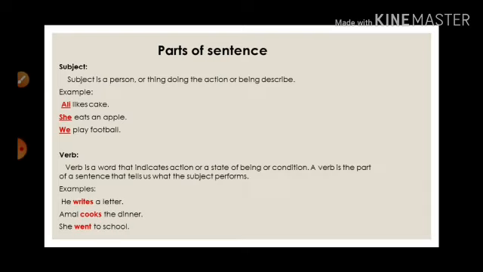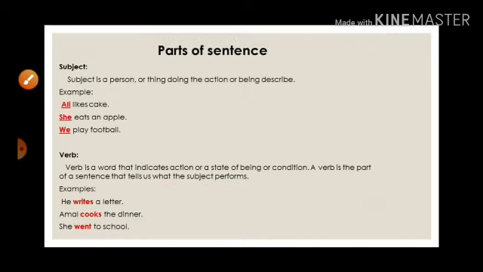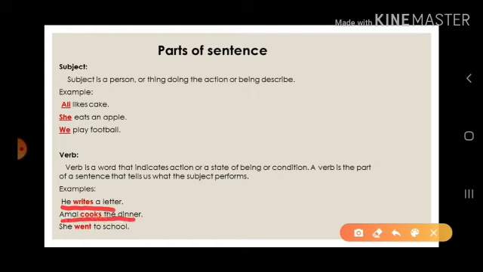A verb is the part of a sentence that tells us what the subject performs. For an example, he writes a letter. Amal cooks the dinner. She went to school.